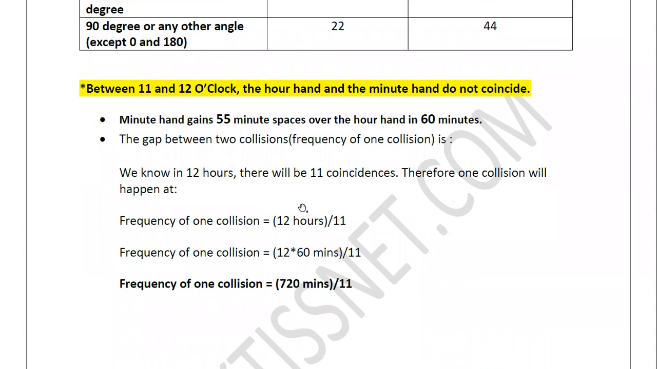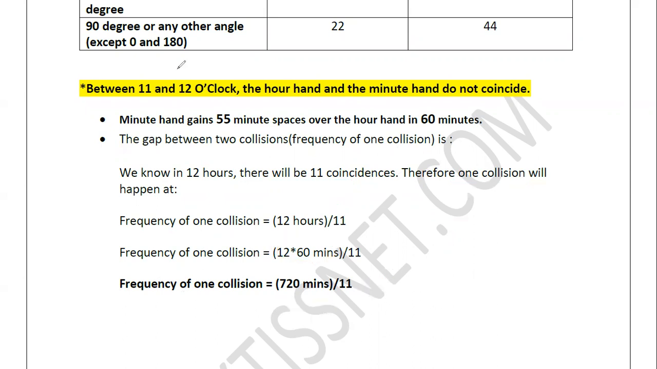And this question can also be asked: what is the frequency of one collision? So try to understand that. Here I have written it. We know that in 12 hours there will be 11 collisions, right? So one collision will happen at 12 hours by 11, and 12 hours can also be written as 12 into 60 minutes. So the frequency of one collision will be equal to 720 by 11.